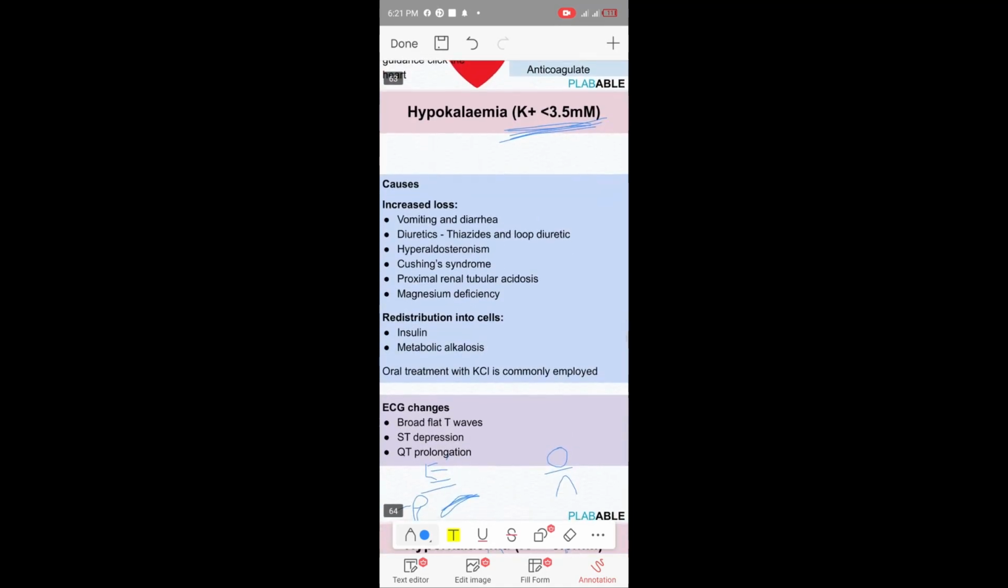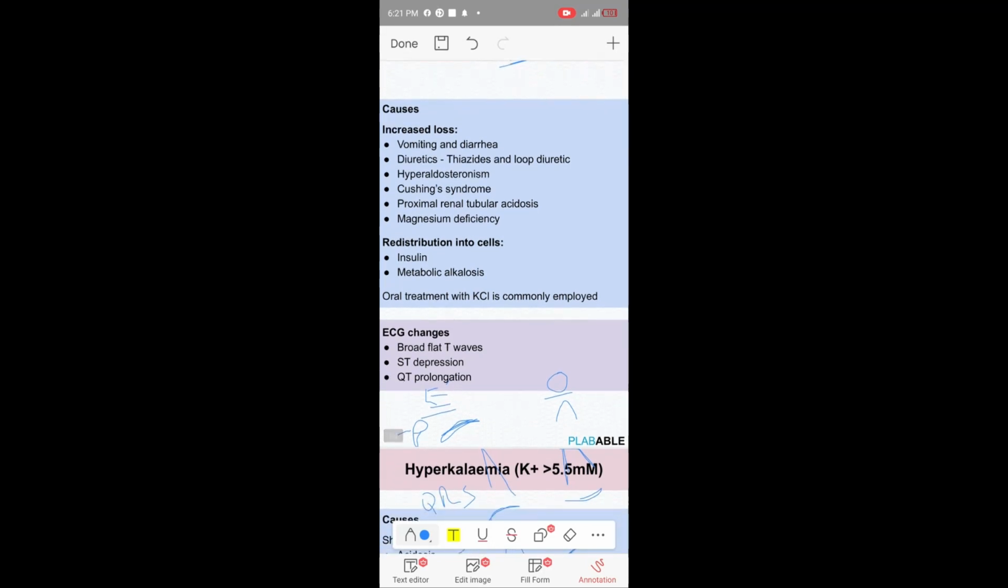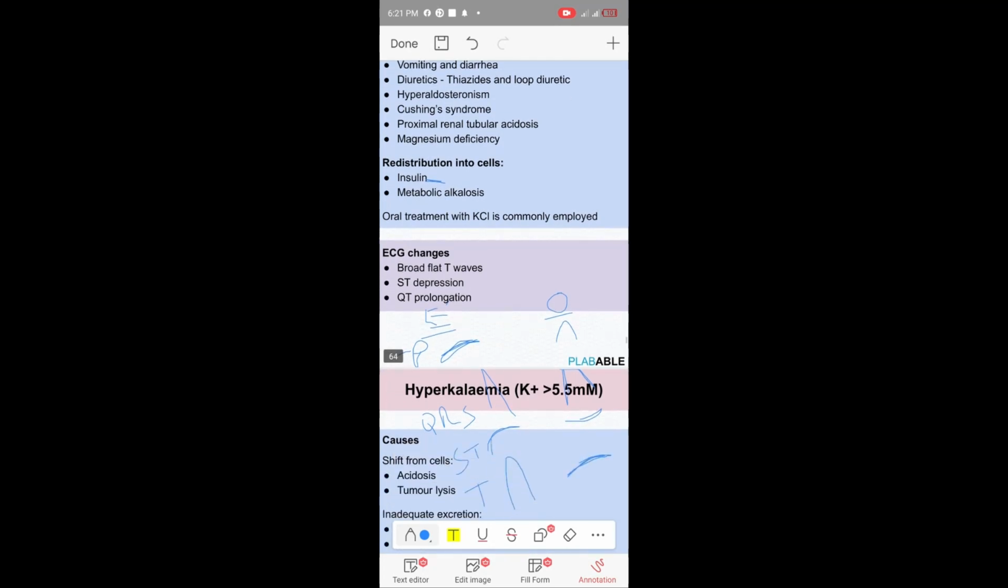Okay, let's go for hypokalemia. Hypokalemia is caused by vomiting and diarrhea, particularly diarrhea, where you're losing potassium. Then loop diuretics like furosemide cause hypokalemia, as do hyperaldosteronism, Cushing, and proximal and distal renal tubular acidosis, type 1 and type 2, while in type 4 there is hyperkalemia. Also magnesium deficiency, and insulin, which causes potassium to shift into the cell, and metabolic alkalosis. So you have broad flat T waves, ST depression, and QT prolongation, as I have already told you.